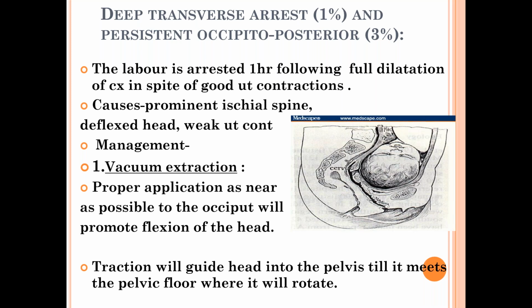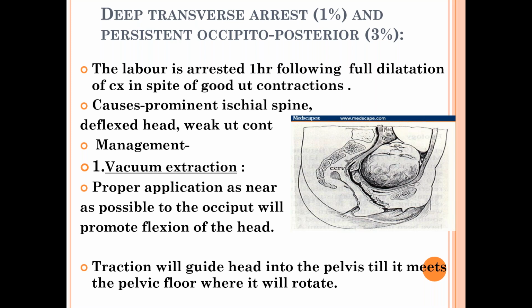The management: in modern obstetrics, for a deep transverse arrest, we have to go for a caesarean section because it will lead to obstruction. If we feel that the vacuum is suitable, vacuum delivery can be offered to a woman with deep transverse arrest.